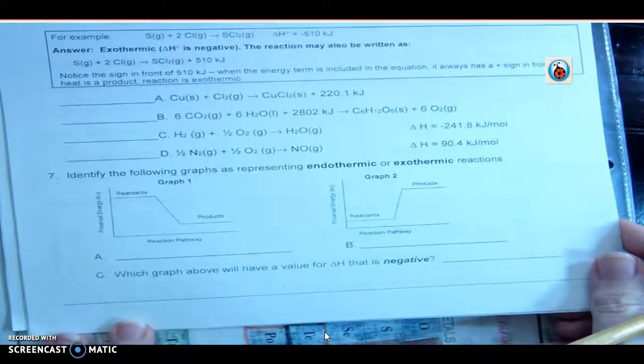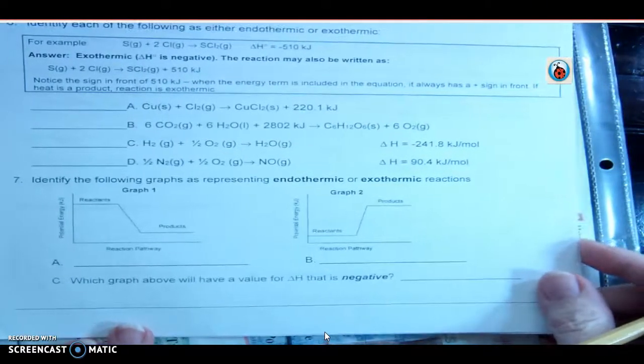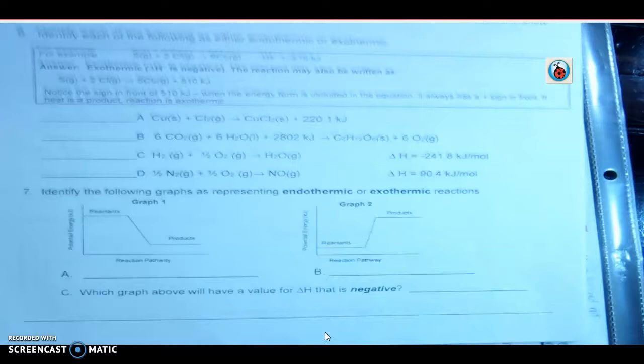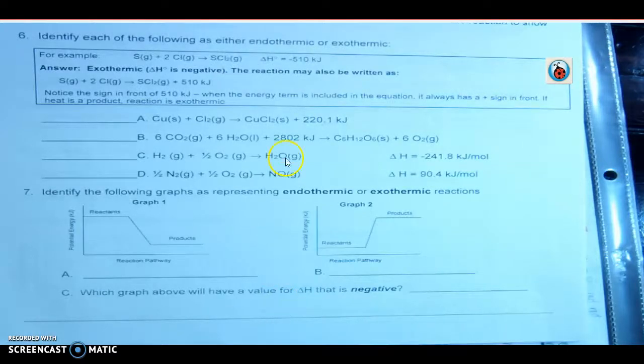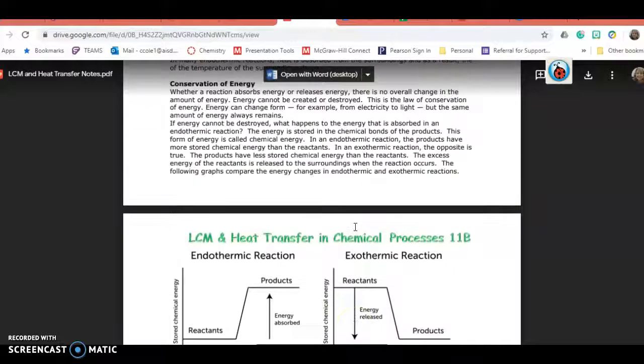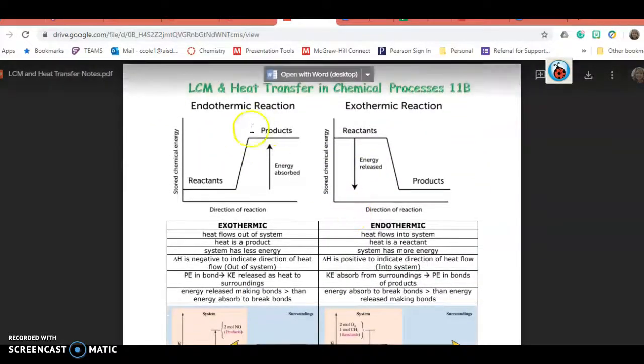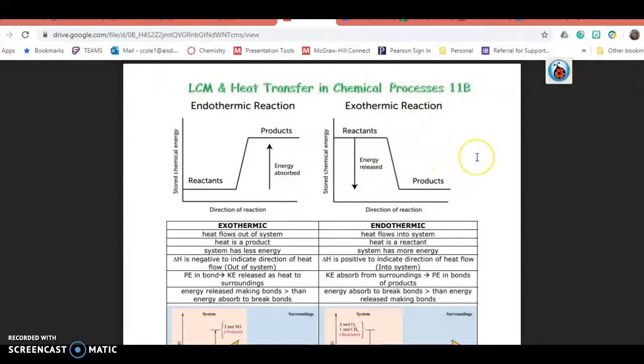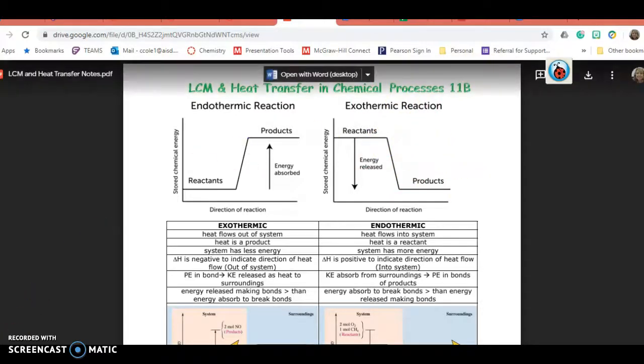When you get to the next page, it's repeating a lot of the things you just learned, but we're also going to include graphs here. And where would I find those graphs? I'm going to find those back on this page here. And we see endothermic. You see where heat's absorbed. That's why you get positive delta H. And here in the exothermic, heat's being released, so we get negative delta H. Okay, see if you can do those on your own. Ask me if you have any questions.